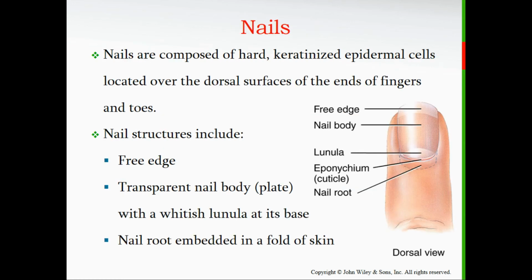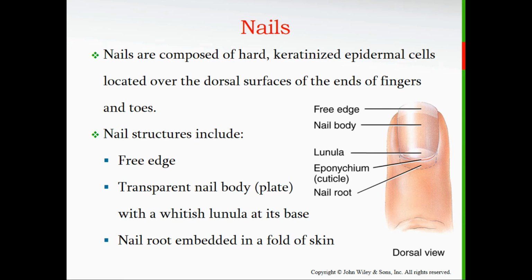Nails are composed of hard keratinized epidermal cells as well, but more densely packed than hair, located over the dorsal surface of the ends of the fingers and the toes. Nail structures include the free edge. This is the part that we trim. The transparent nail body, that's the actual nail that's over your finger, also known as the nail plate. And at the very base, we have a whitish lunula. That's that little half moon, little white portion underneath the base of the nail.